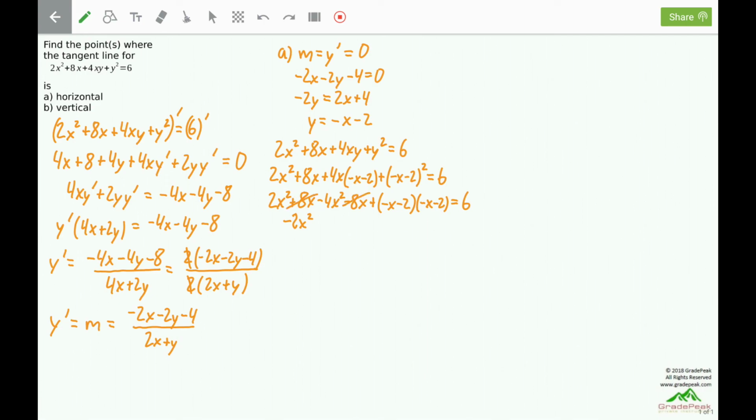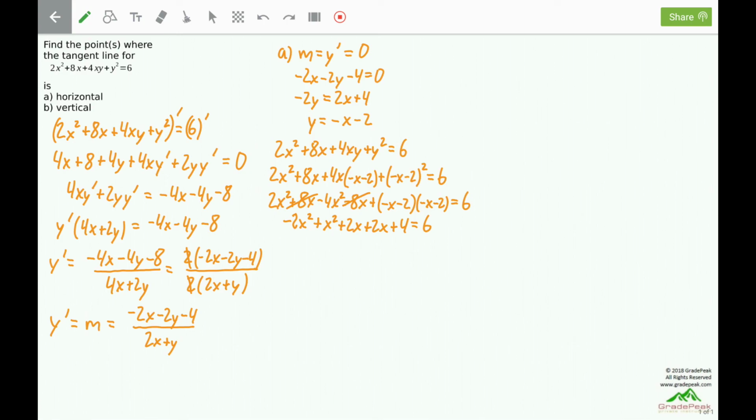And now we can FOIL the negative x minus 2 times itself. Negative x times negative x is positive x squared. Negative x times negative 2 is plus 2x. Negative 2 times negative x is plus 2x. And then negative 2 times negative 2 is positive 4. And all of this equals 6.